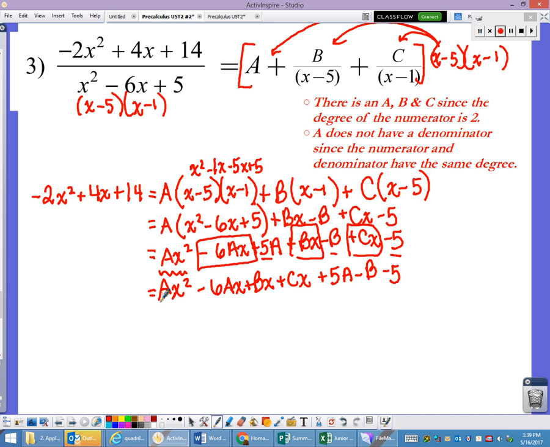Okay, so again, if I factor out an x squared here, I only have an a to factor out, so that's what I'm left with. This one was kind of easy. Here I'm going to factor out an x, and when I factor an x out from here, I'm going to be left with a negative 6a and a positive b. Oh, and a c. Forgot the c. Okay, so plus c.